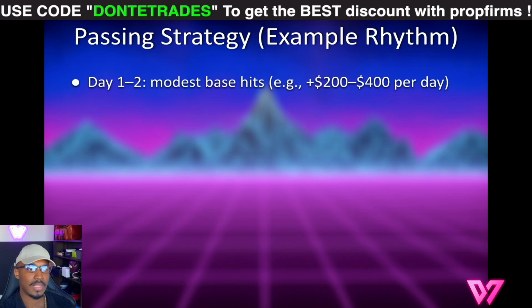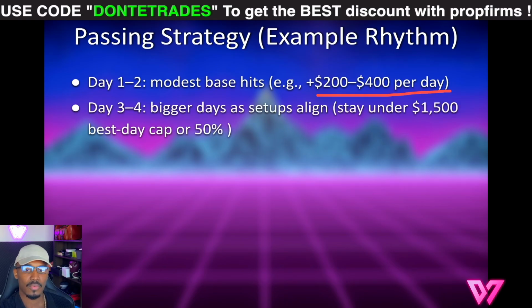So for the first 1 to 2 days, you want to be modest, just looking for those base hits, maybe around $200 to $400 per day, not really swinging for a $3,000 to pass it in 1 day, like we said. So just those base hits in the first 1 to 2 days to build up a little bit of cushion. And then once you have a nice little buffer built up, then you want to look for those bigger days in day 3 to 4.